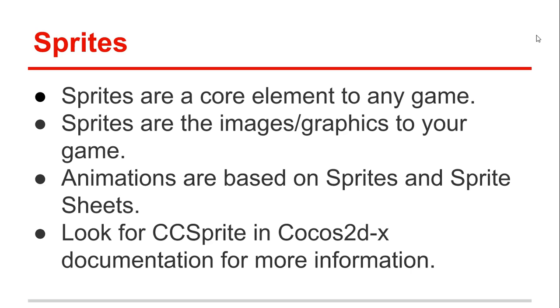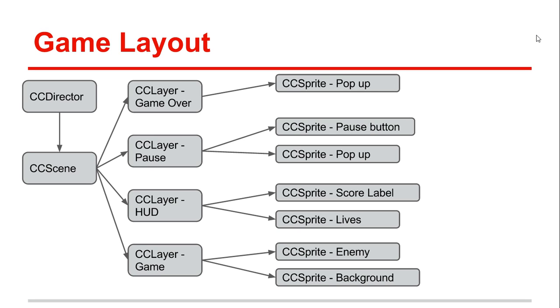So, let's take a look at our game layout and how we are going to organize our game. This is how the source code is organized. In the source code we have a CCDirector, which is running a single scene. The scene has 4 layers: the game over layer, the pause layer, the HUD layer, and the actual game layer where you are playing. Now, the game over layer has a CCSprite that is a pop-up. This pop-up is an image.